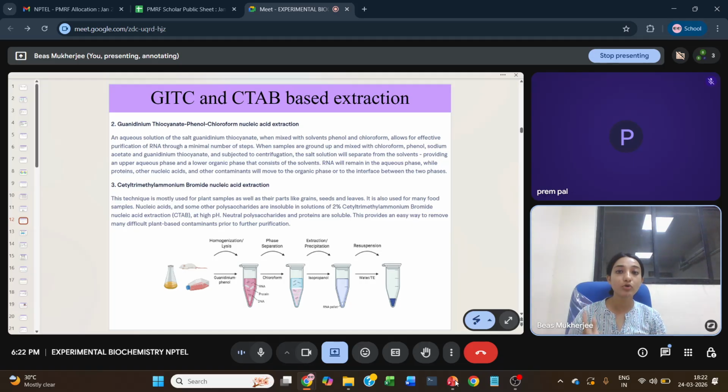Nucleic acids and some other polysaccharides are insoluble in a solution of 2% CTAB at high salt concentration. Neutral polysaccharides and proteins are soluble. This provides an easy way to remove many difficult plant contaminants prior to purification. CTAB is a positively charged entity, and you see that neutral polysaccharides and proteins are soluble, but nucleic acids are insoluble. So you're basically precipitating the nucleic acid, and then you can isolate the nucleic acid from this solution.